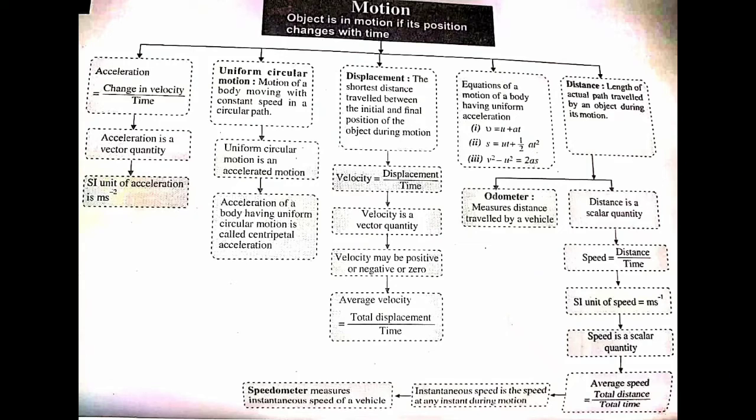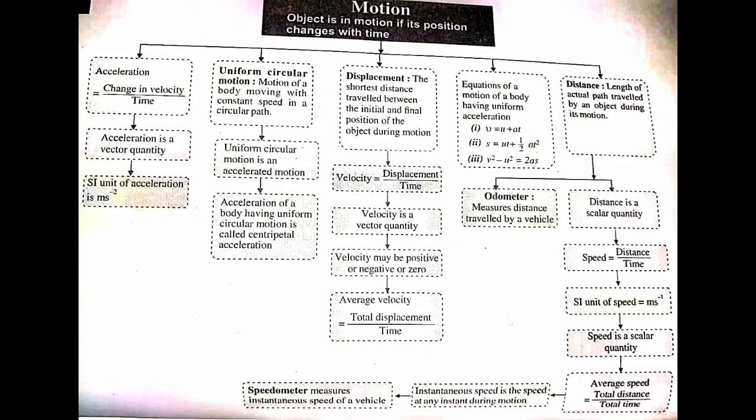Acceleration, and what we have discussed about acceleration is that it is the change in velocity by time, that is, the rate of change of velocity is known as acceleration. Acceleration is a vector quantity. The SI unit of acceleration is meter per second square. Uniform circular motion is the motion of a body moving with constant speed in a circular path. Uniform circular motion is an accelerated motion. Acceleration of a body having uniform circular motion is called centripetal acceleration.